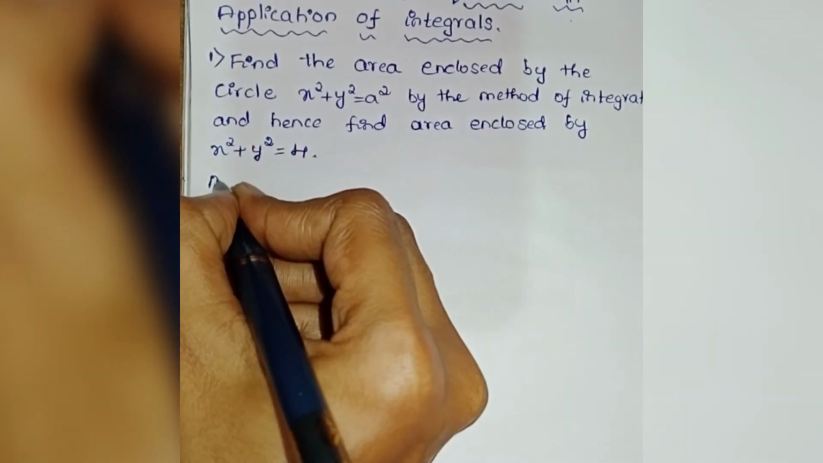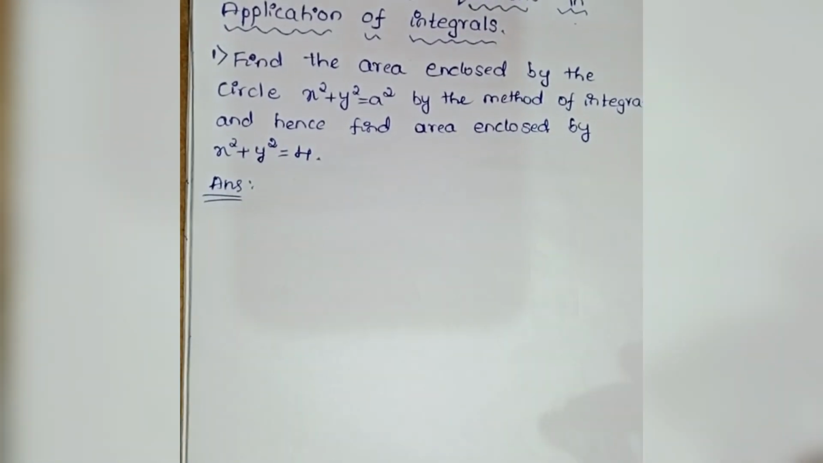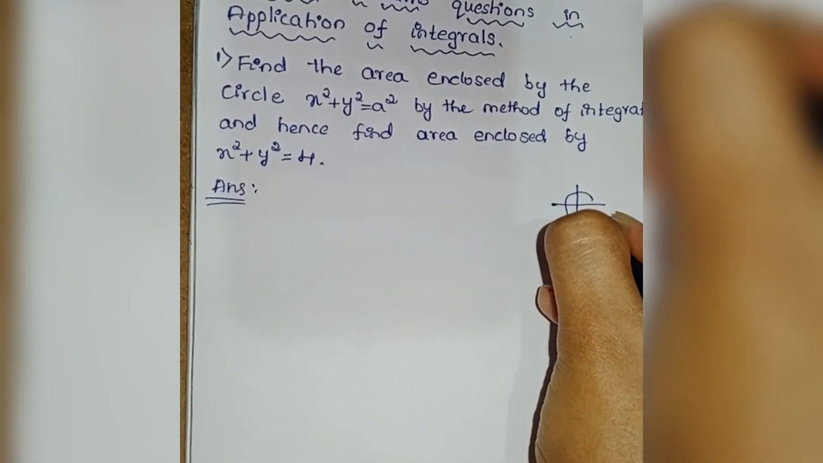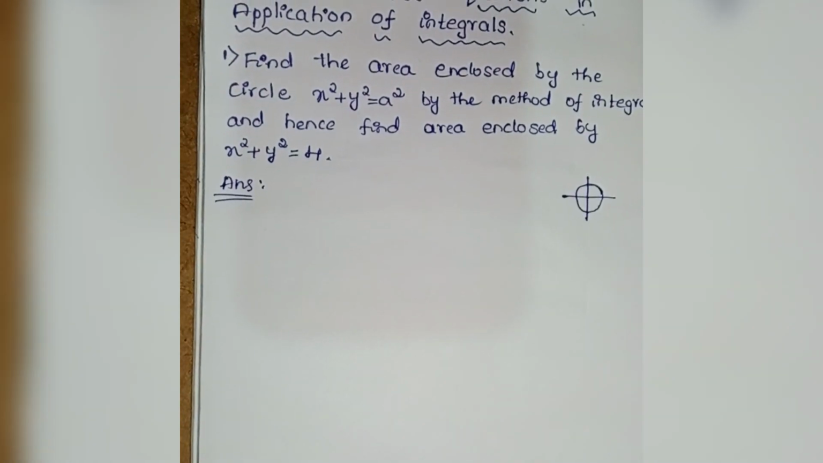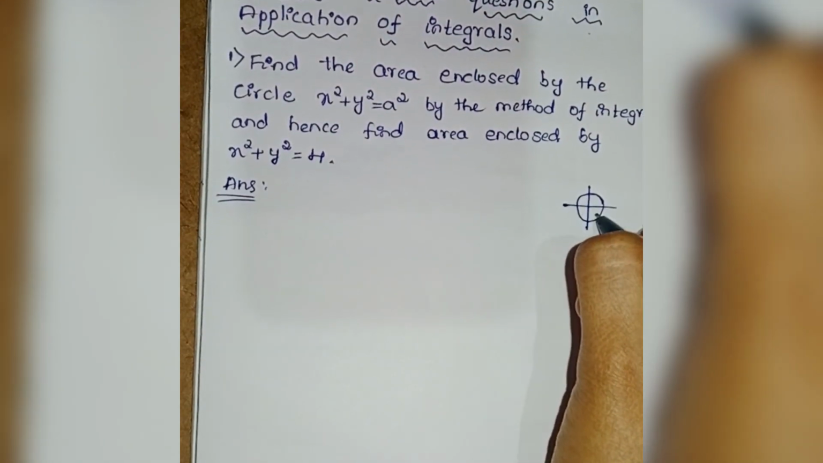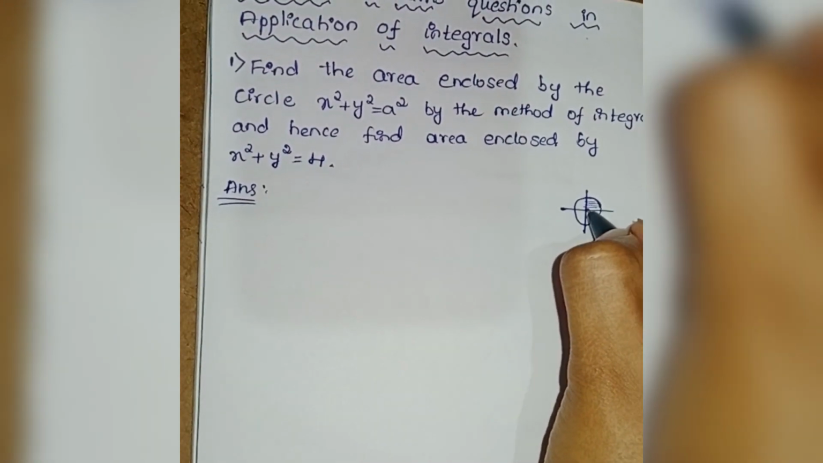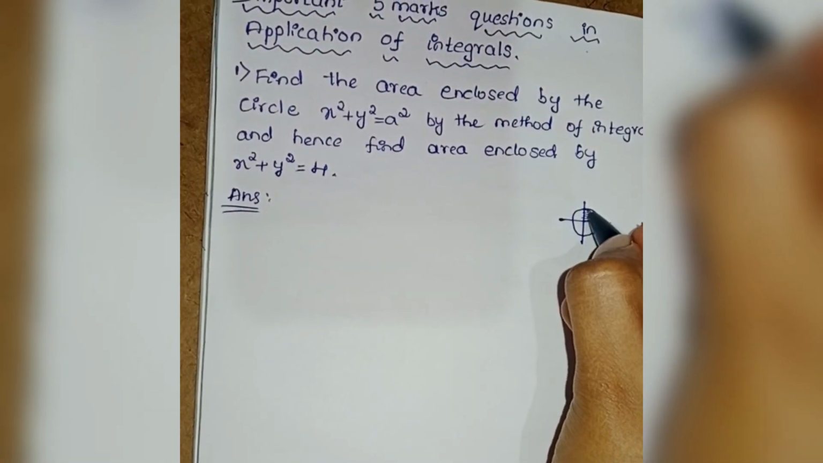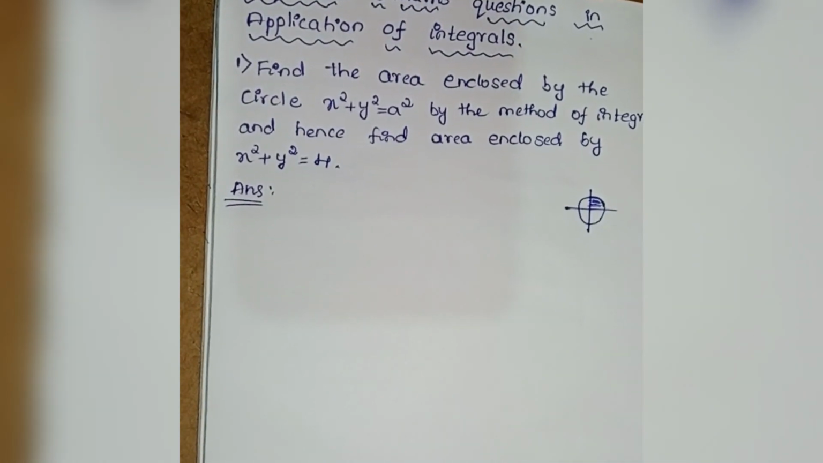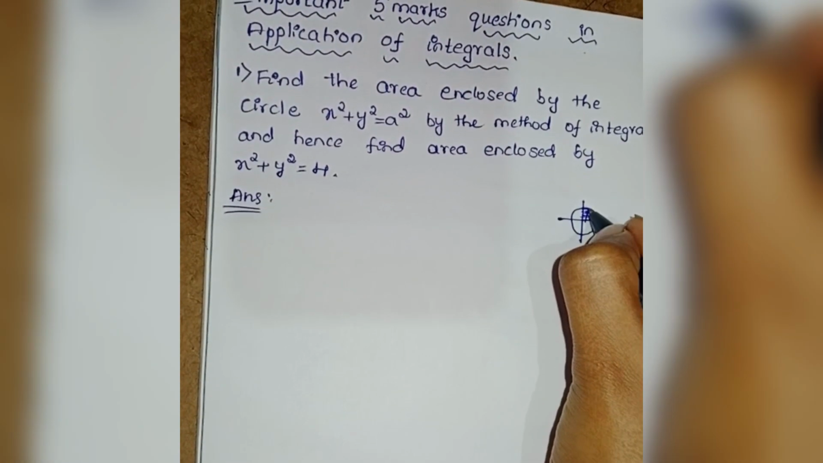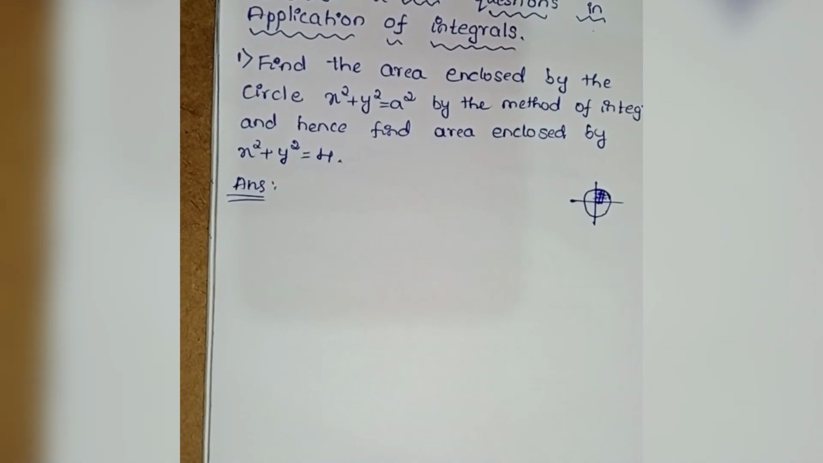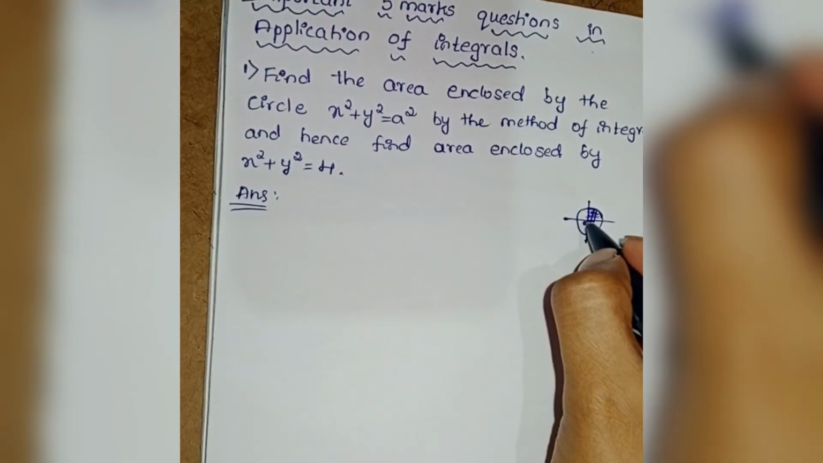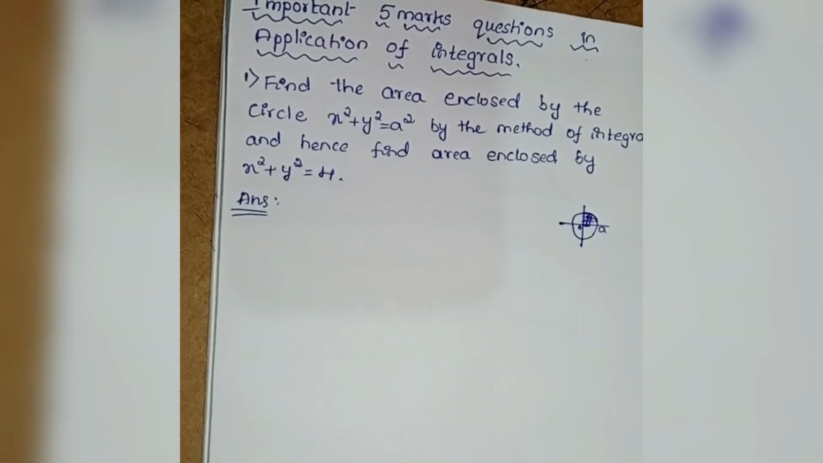Yes, the answer for this question. So first draw one circle centered at origin whose radius is a unit. Okay, here there are 4 equal parts. You have to find the area enclosed by the circle, that is the same as 4 times the shaded area, right? Now consider one small strip with respect to the x-axis. So this is a circle centered at origin, so center is origin, radius is a.